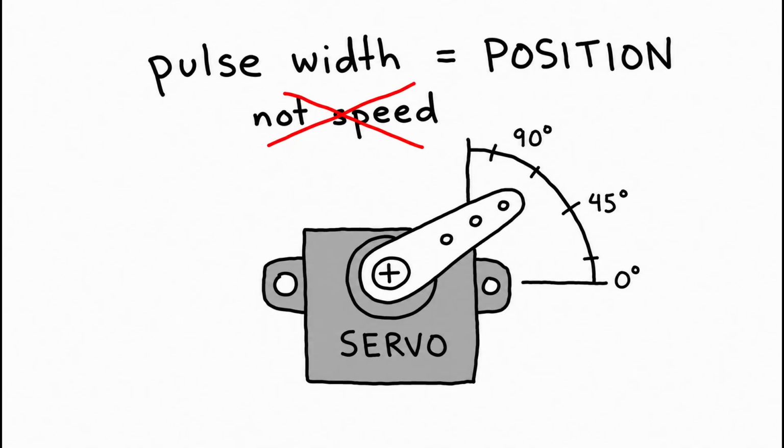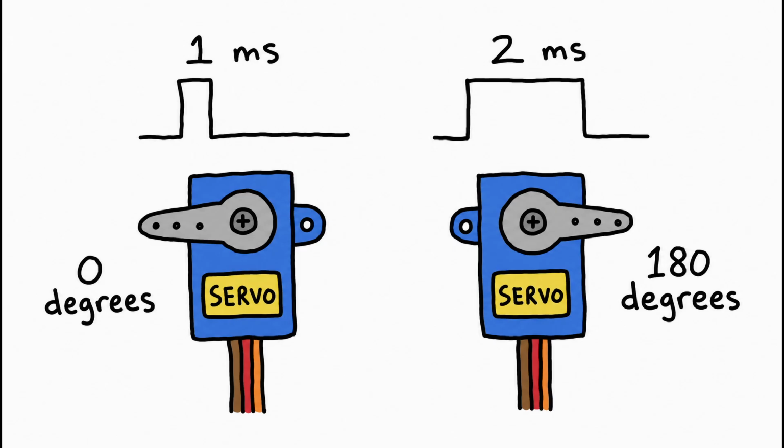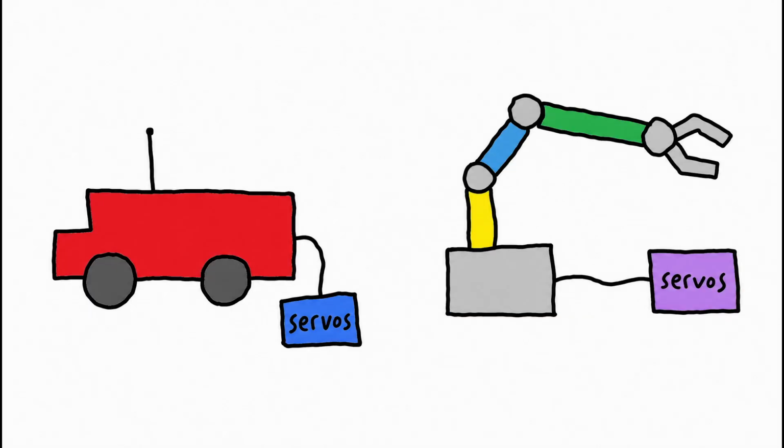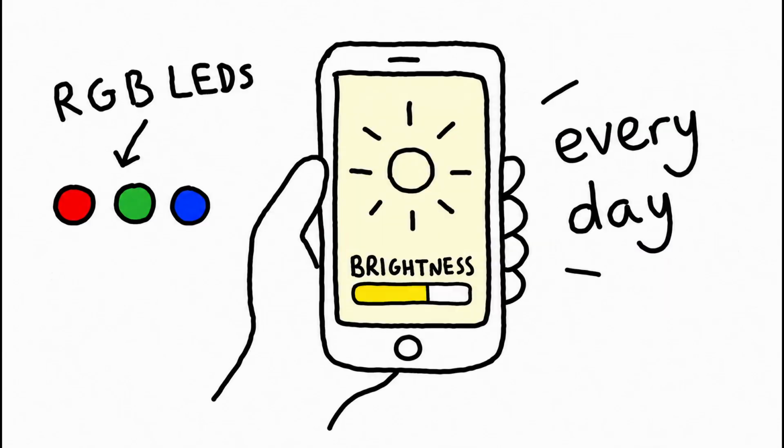Servo motors. These are a special case. Servos don't respond to duty cycle for speed, they respond to pulse width for position. A 1 millisecond pulse usually means 0 degrees, and a 2 millisecond pulse means 180 degrees. The servo reads the timing and moves to the right angle. This is used everywhere, from RC cars to robotic arms.